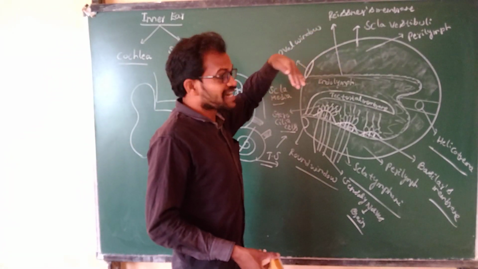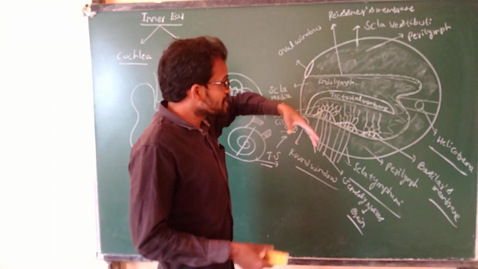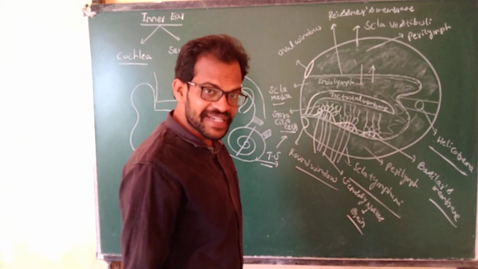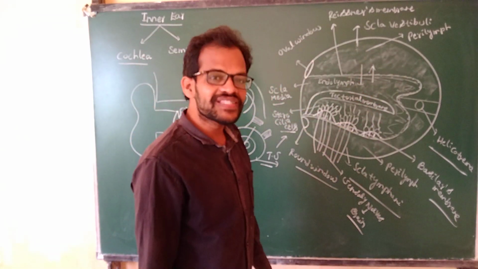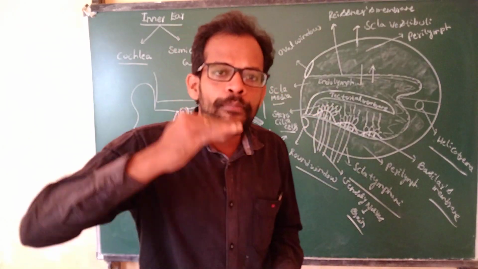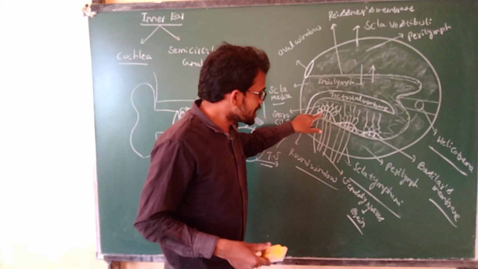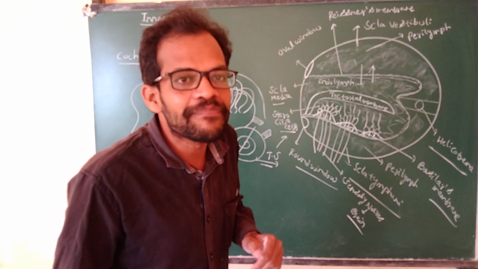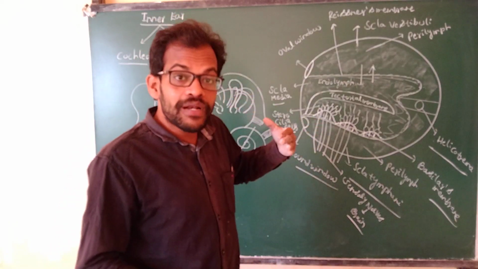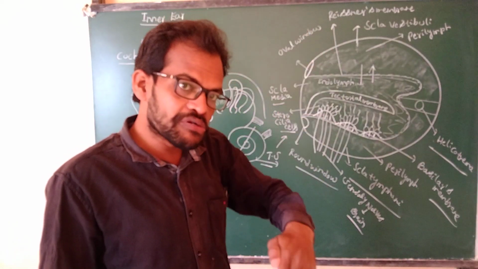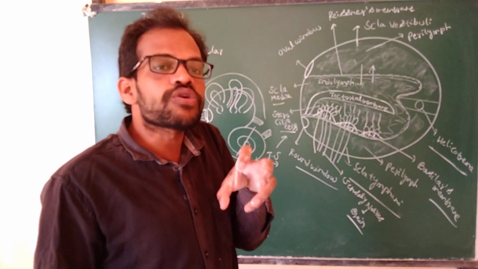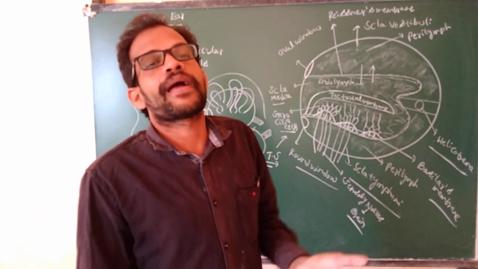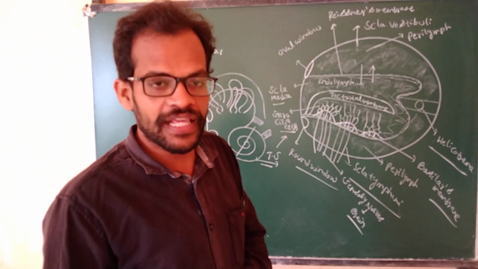The scala vestibuli consists of the Reissner's membrane, and the vibration of this membrane passes the impulse into the scala media. The scala media consists of the basilar membrane. When the basilar membrane moves upward, the sensory hair cells strike against the tectorial membrane continuously. These sensory cells are connected to sensory neurons, and the sensory impulse passes into the brain. This is how hearing happens.